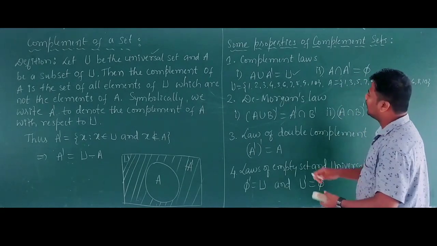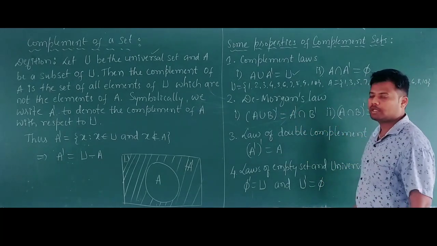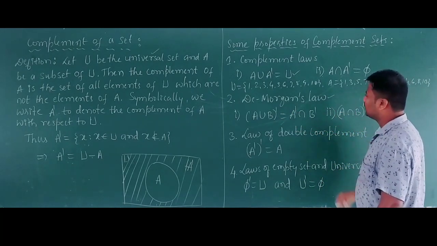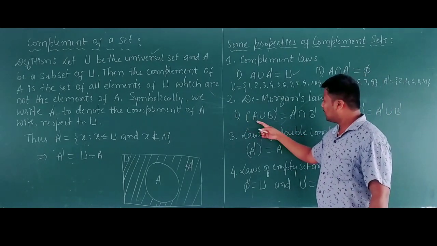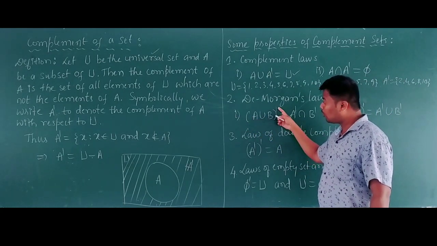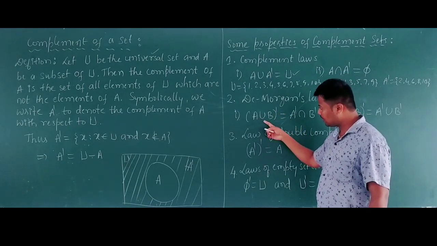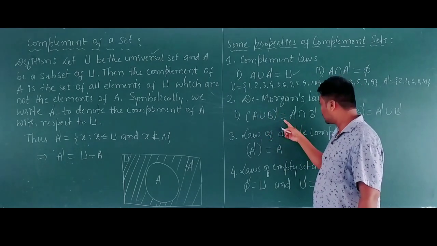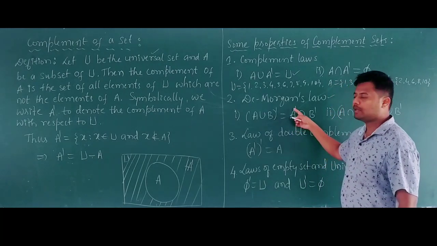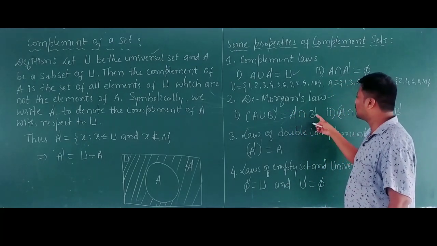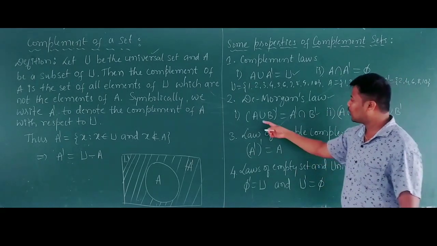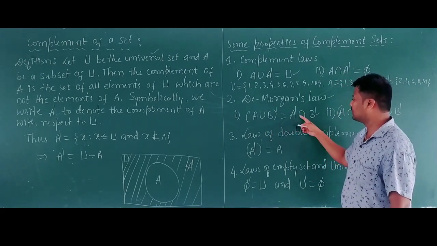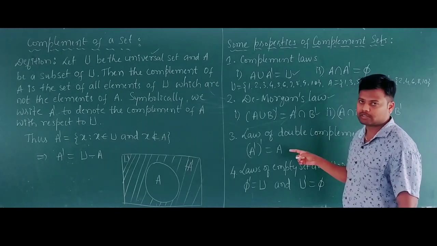Second one, De Morgan's laws. De Morgan's laws are very important. Exams ask about them. The first one: A union B whole complement equals A complement intersection B complement. They ask you to prove this: Prove that A union B whole complement equals A dash intersection B dash.